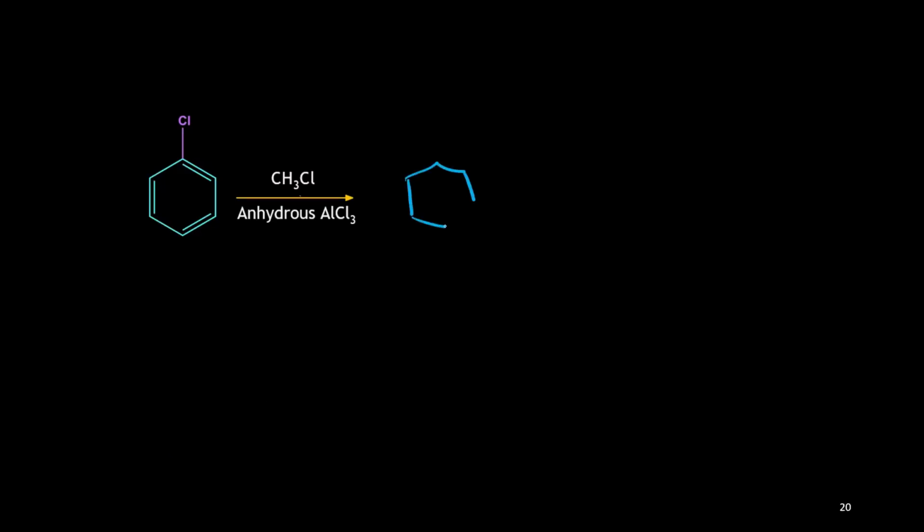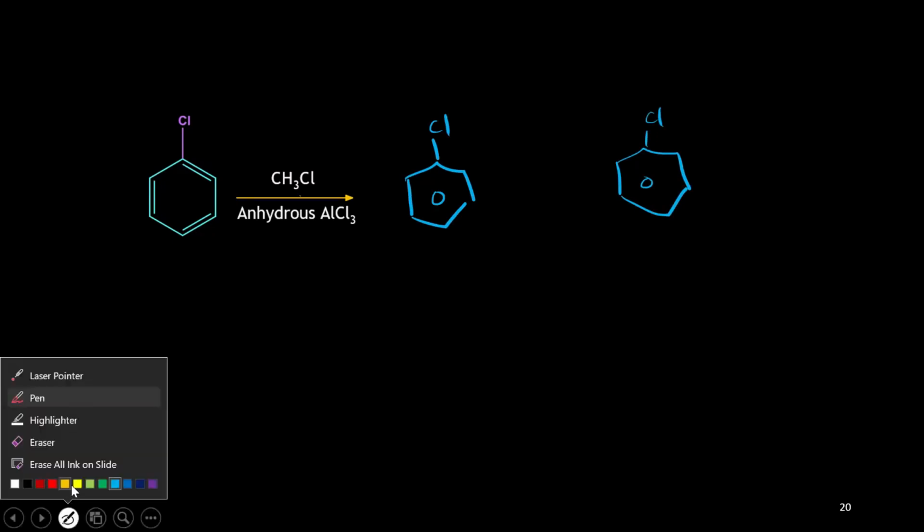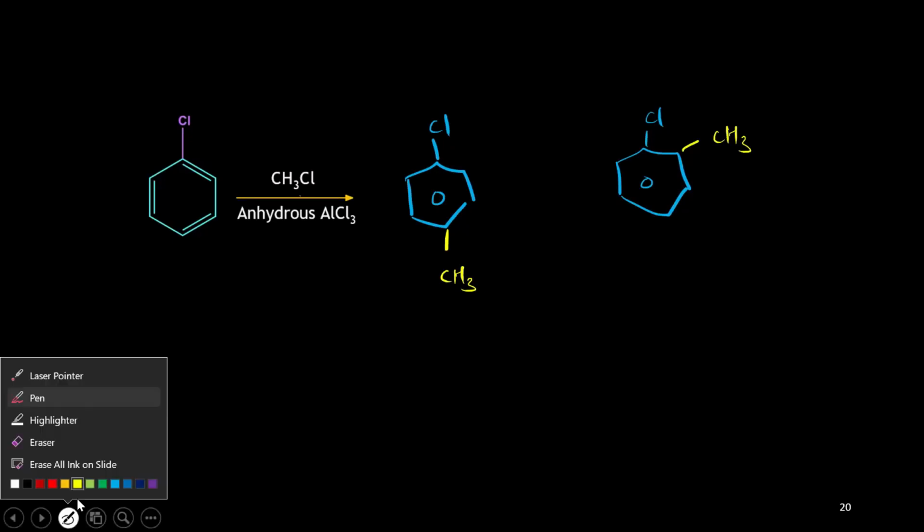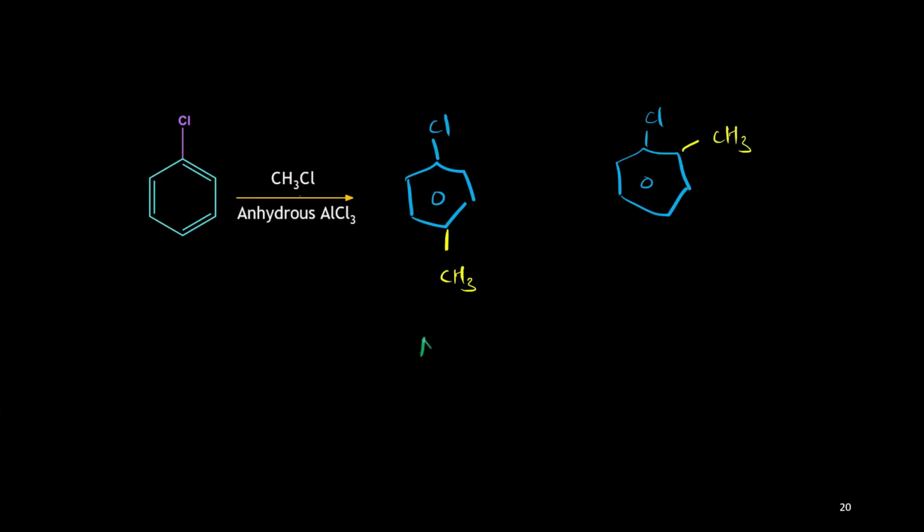So tell me what will it form here? There is a benzene ring which contains the chlorine. Now who will attach here, CH3 or Cl? CH3. So which one will be the major and minor? The first one is major, the second one is minor.